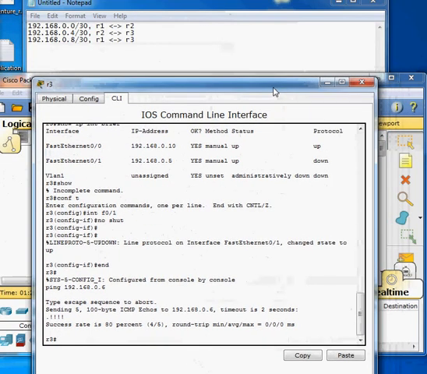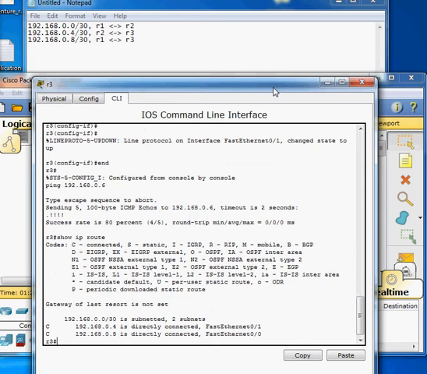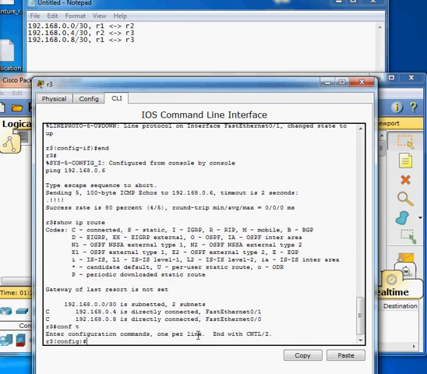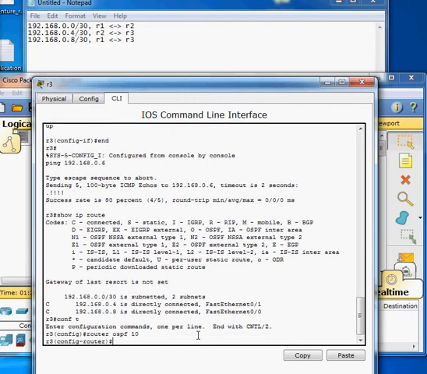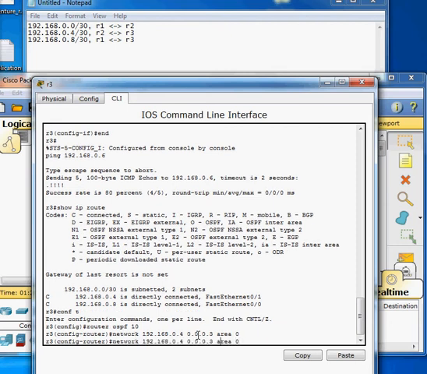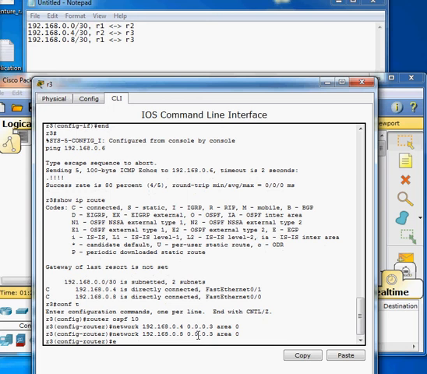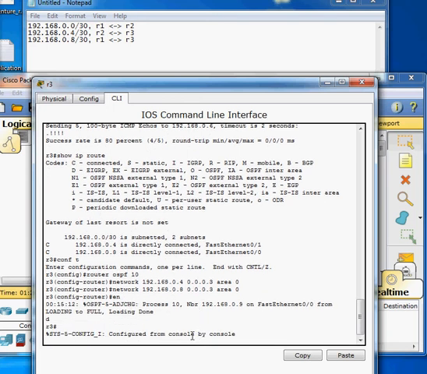Finally, let me do router 3. So again, I'm going to do show IP route. So I have to advertise 2 routes out here. Router OSPF 10, network, and I'm going to do the first network 168.0.4 0.0.0.3 area 0, and I'm going to do the next network, which is .8. So again, another adjacency forms.